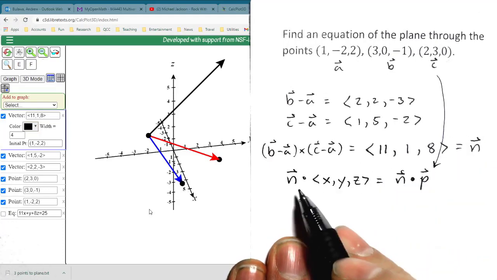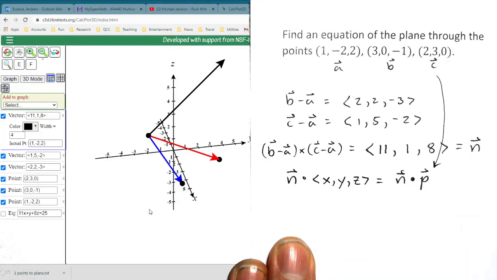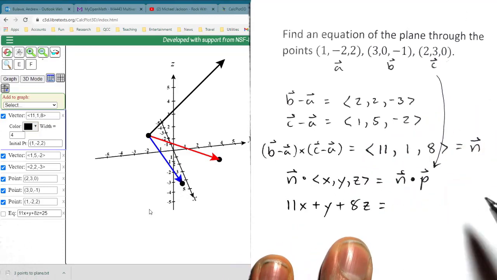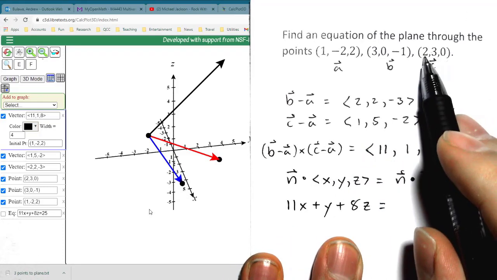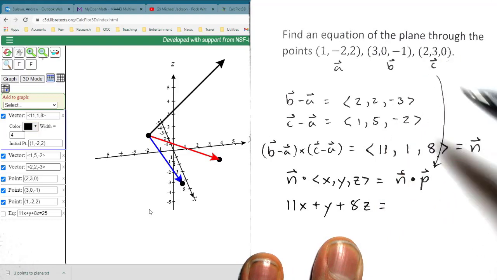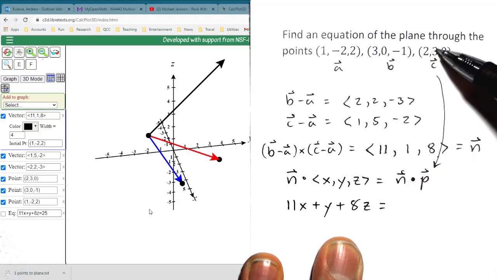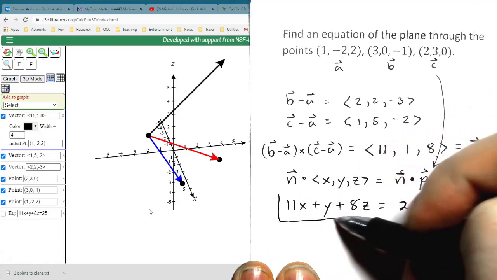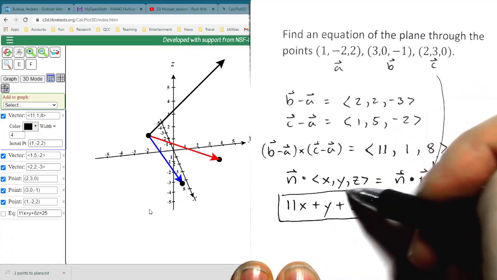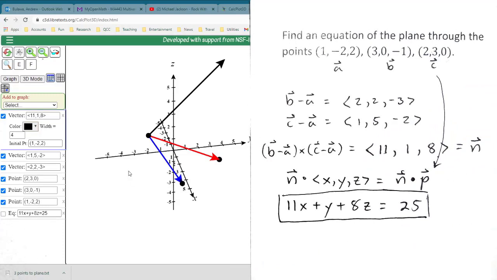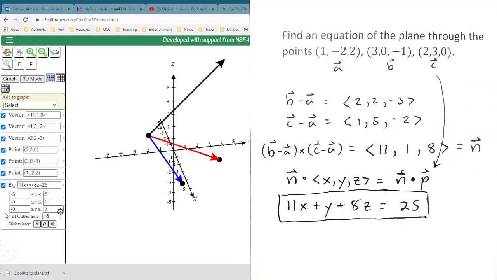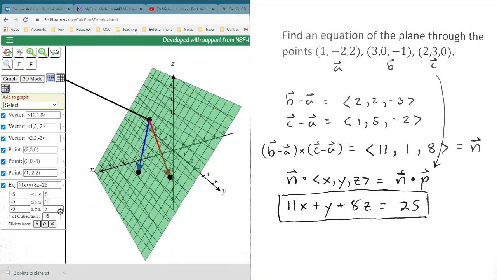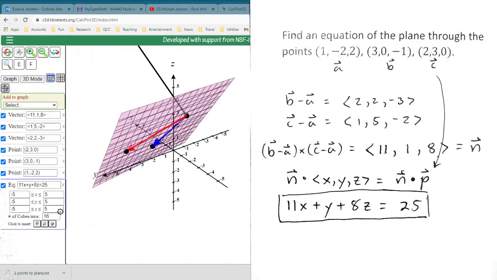So n is this, dotting that with x, y, z is this. What is n dotted with C? Well, it's 11 times 2 is 22, plus 1 times 3, that's 25. And there we have the equation of our plane. And we can go ahead and reveal that plane over here. That is the plane that we found.